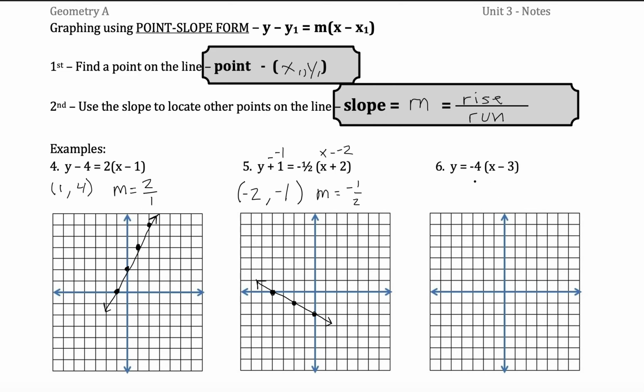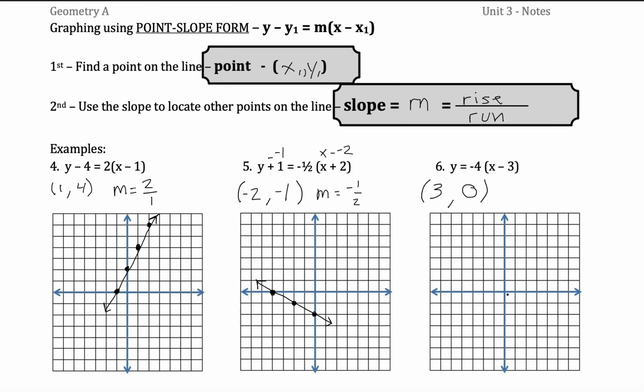So taking a look at our last example here, the first thing we want to do is pull out our point using our x1 comma y1. So looking here, we have minus 3. That's the way that's supposed to be with the subtraction. So we're pulling out a positive 3. If we look at our y, we don't have anything after that. So that's the same as subtracting 0. So our y value is going to be 0.